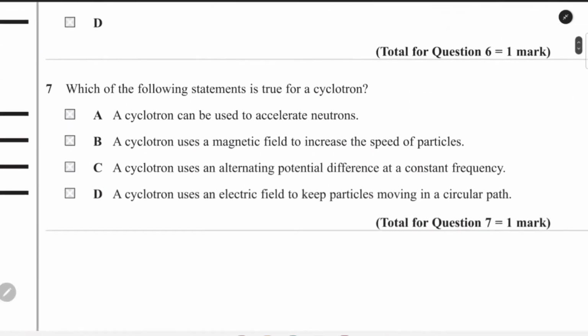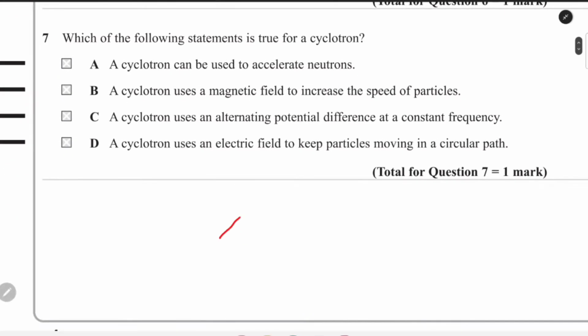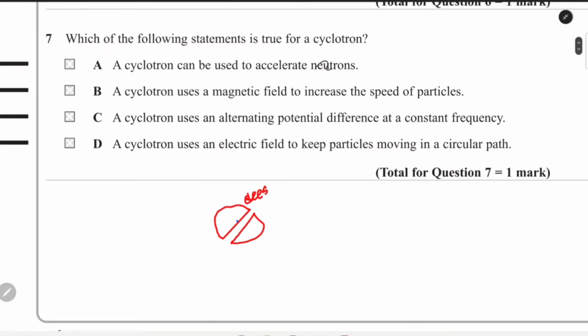Now moving to question 7, we are given statements about cyclotrons. If we look over here, cyclotrons are basically particle accelerators like this. You have two Ds and the particles are going around like this and get accelerated. So the particle goes around like this and is accelerated. A cyclotron needs the particle to be charged to accelerate it, so it cannot accelerate neutrons. A is wrong.